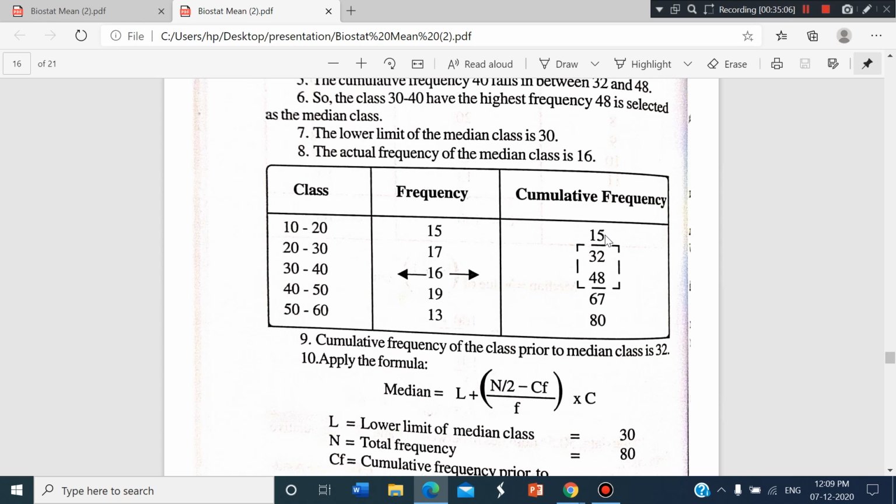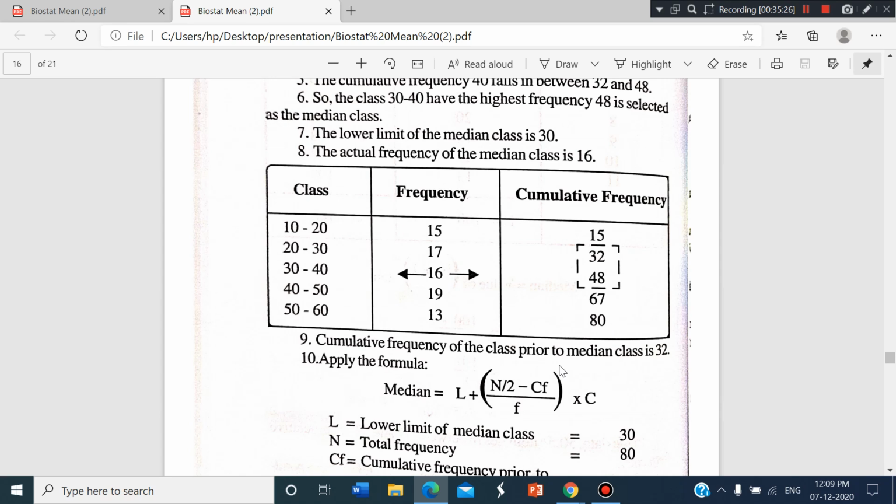Here you can find out the cumulative frequency also. 15 plus 17 becomes 32. 32 plus 16 becomes 48. 48 plus 19 becomes 67. 67 plus 13 equals 80. So the cumulative frequency is 80.